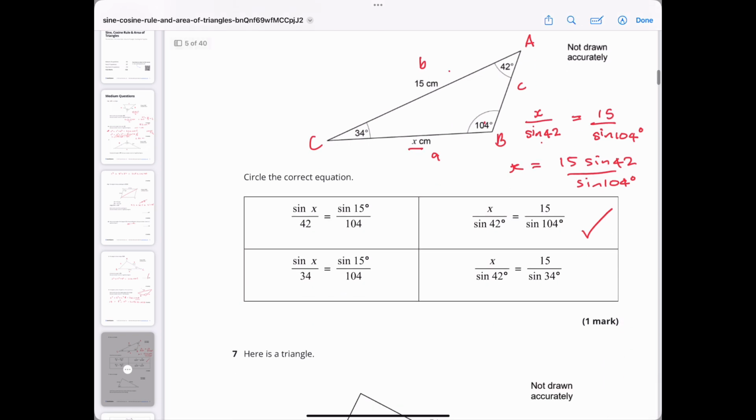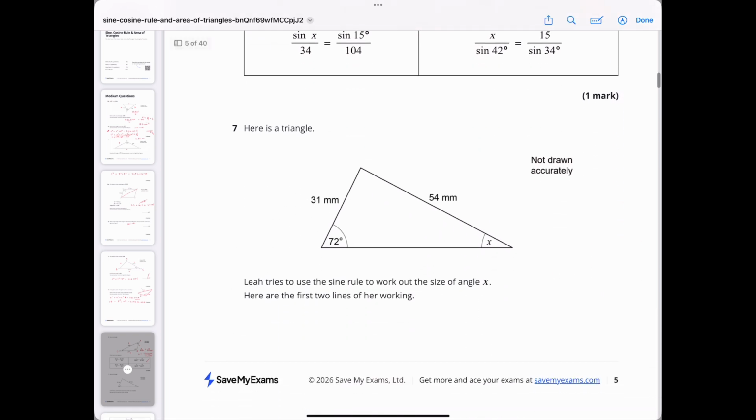And then I'm wondering how much more I can do with this before I lose the will to live. Here's a triangle. Leah tries to use the sine rule to work out the size of angle x. Here are the first 2 lines of her working.